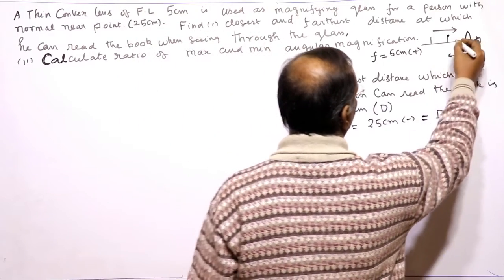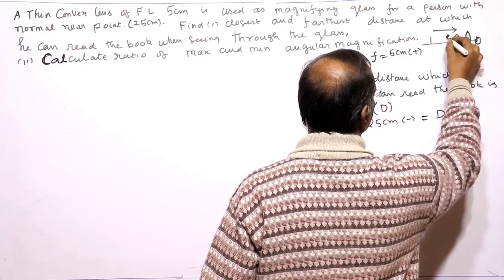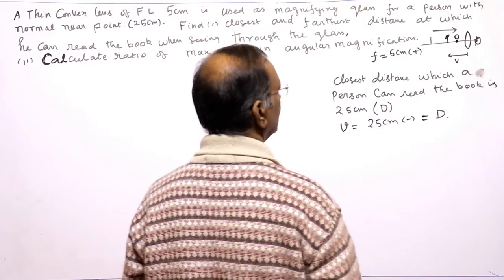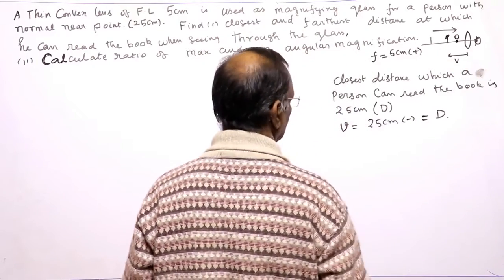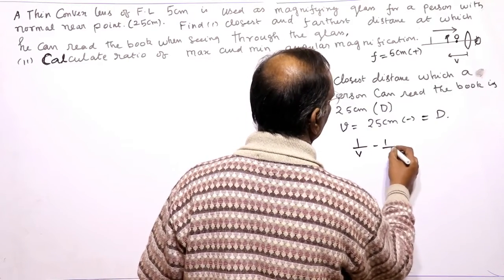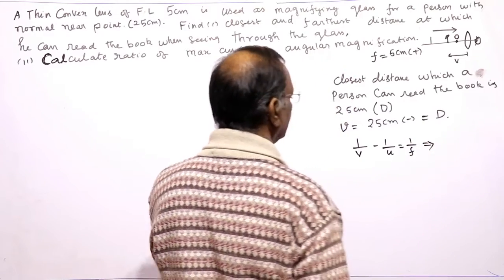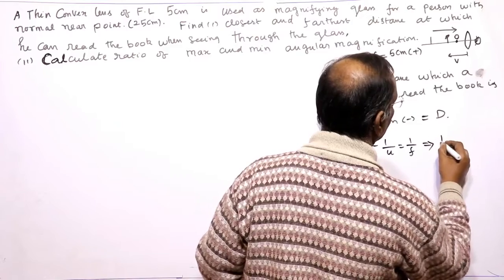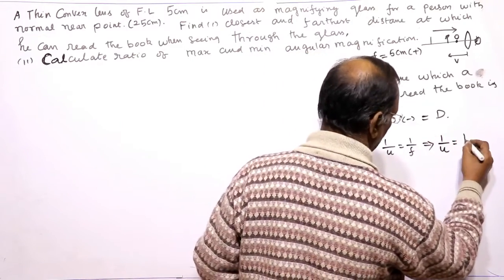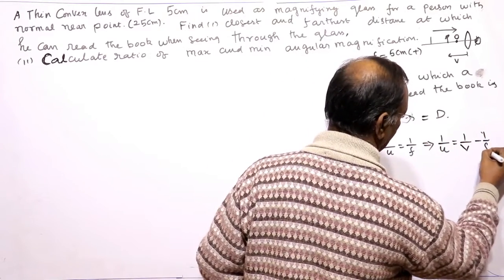The book is the object, where it is supposed to be kept so that he can see it at the least distance of distinction. It means the image is to be formed at V. So we can calculate 1 by V minus 1 by U is equal to 1 by F. Since we want U, we keep U here: 1 by U is equal to 1 by V minus 1 by F.